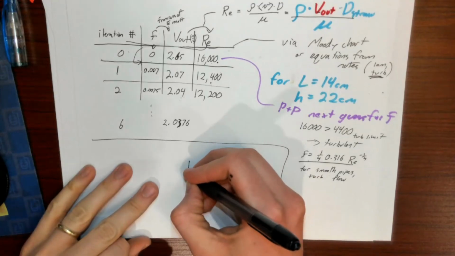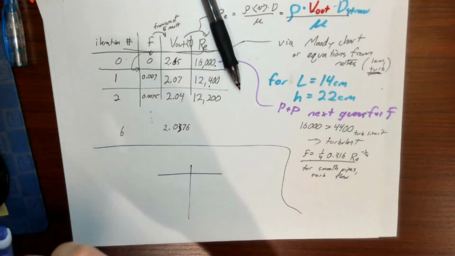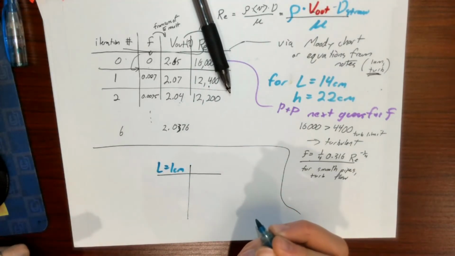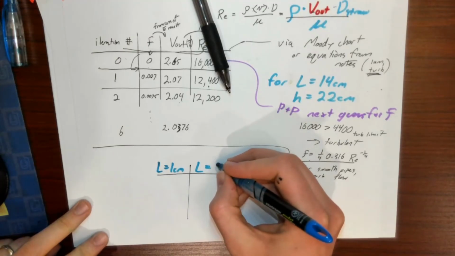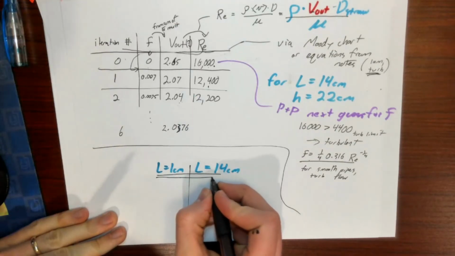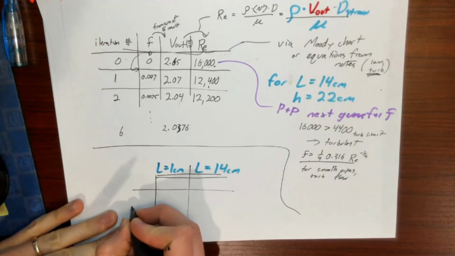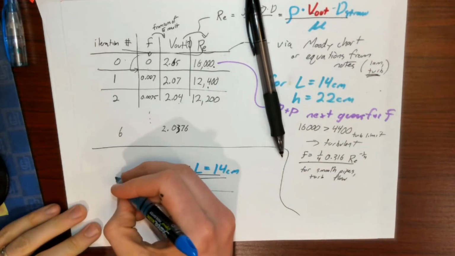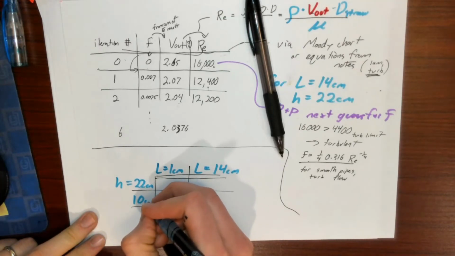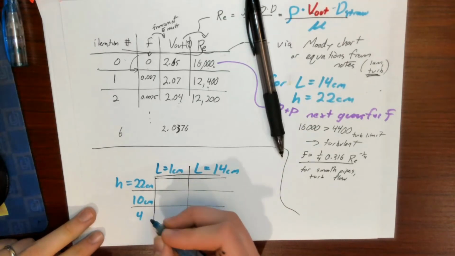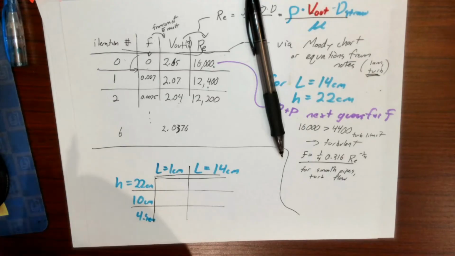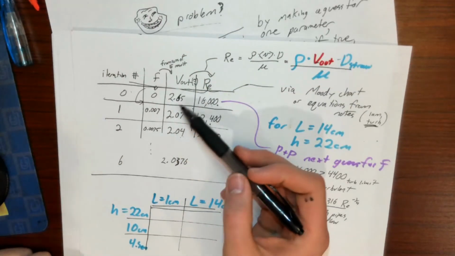So, let's have 2 columns, one where the length of our tube is just 1 centimeter, and one where the length of the tube is 14 centimeters. And then let's have 3 rows. The first row where we're almost full, where the height's 22 centimeters. The next one where we're half full at 10 centimeters, and then where we're almost empty at 4.5 centimeters.